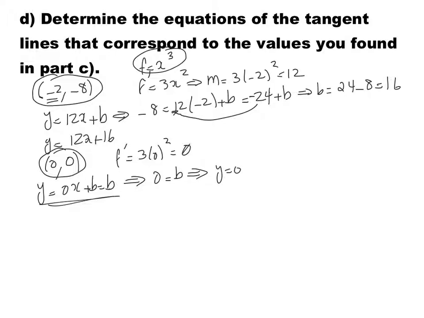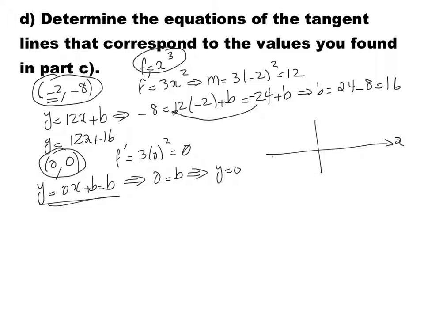You may wonder, y equal to 0 is just a point. It is not a point. y equal to 0 is the x-axis. So the x-axis is tangent to the curve at point x equal to 0.